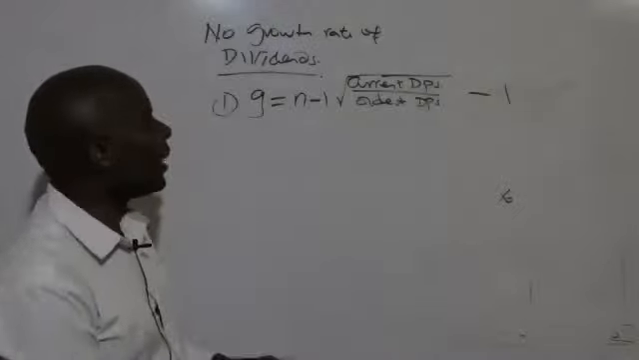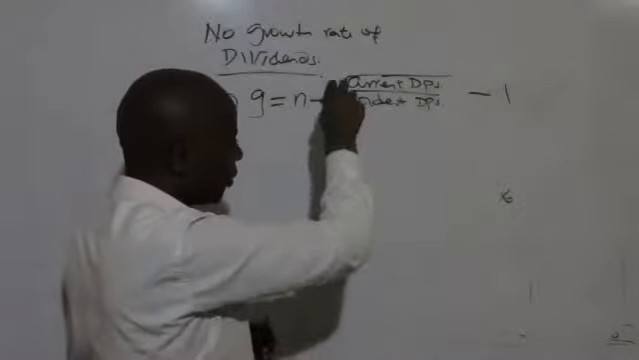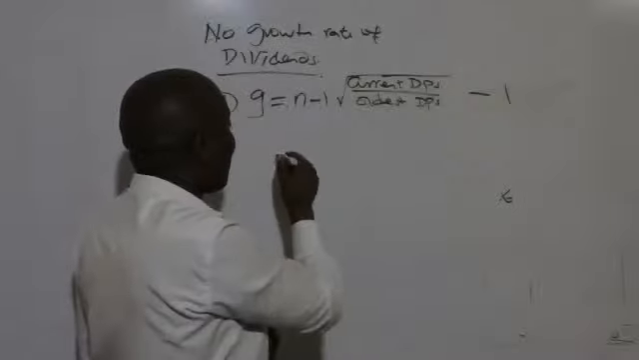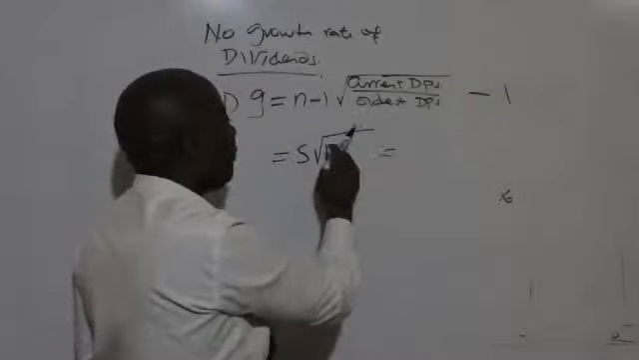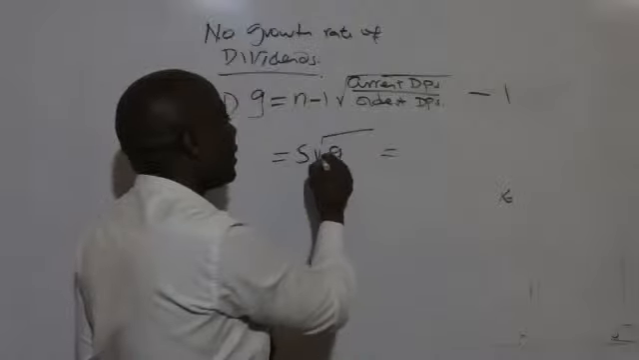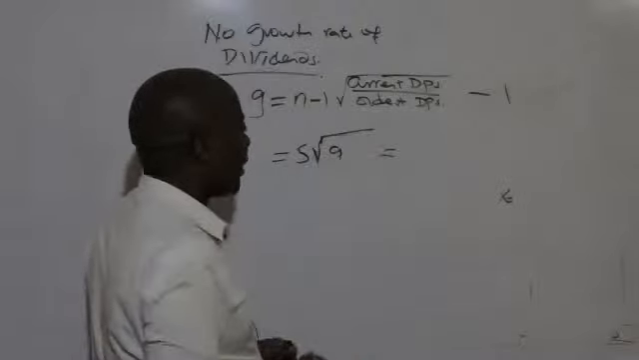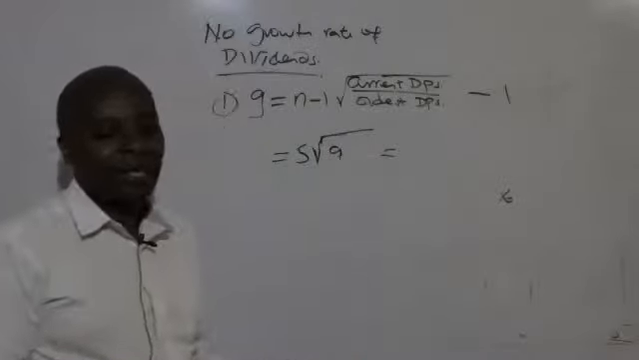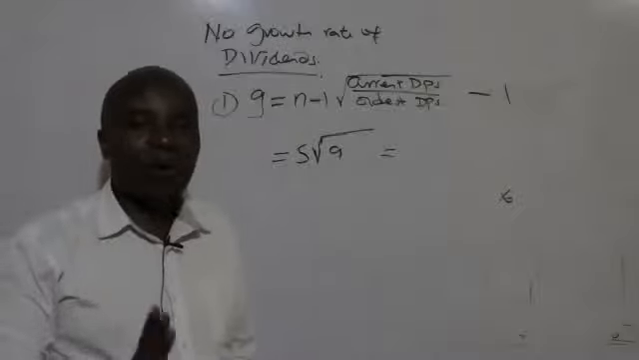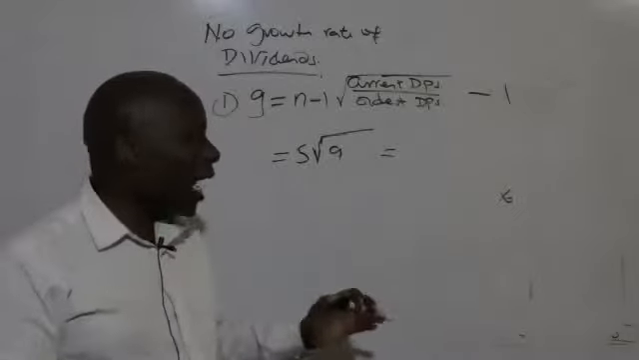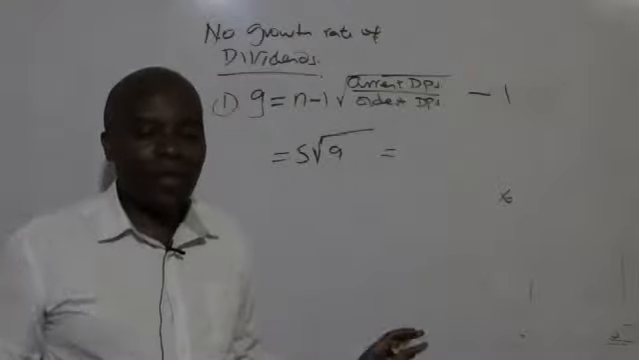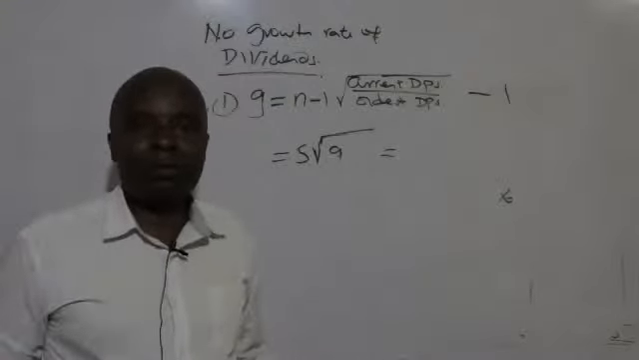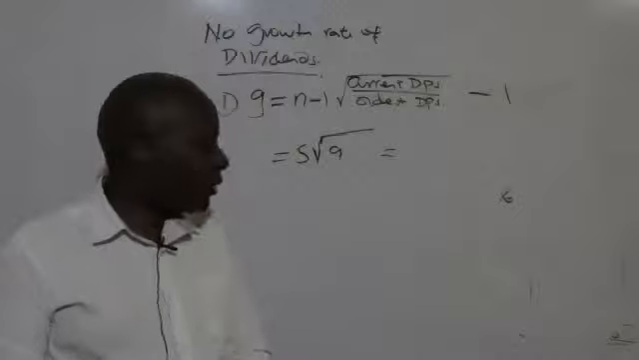So ladies and gentlemen, I would want you to do me a favor even before I show you how to get this G. If somebody wanted to get the fifth root of 9, could you kindly give me the answer? Let's see how many students will be able to give us the correct answer, that is 1.55.